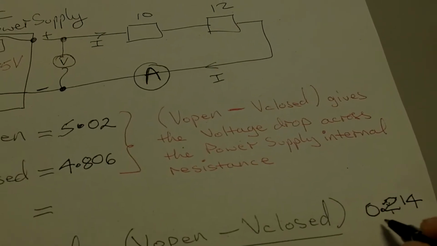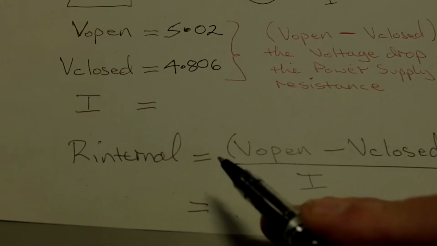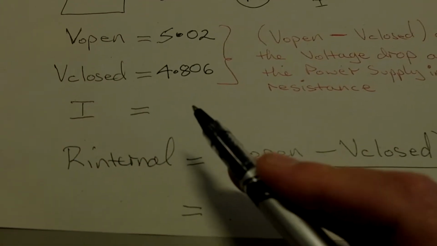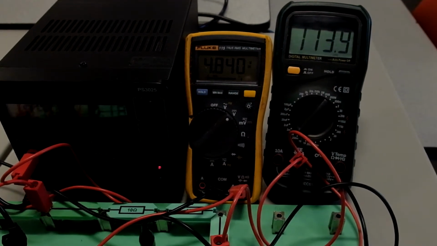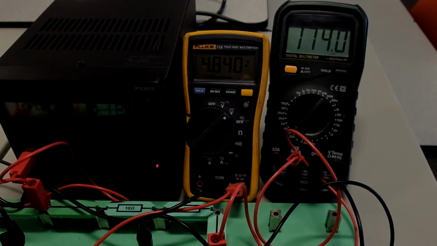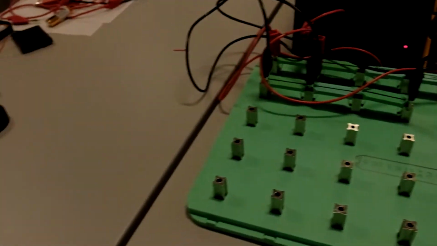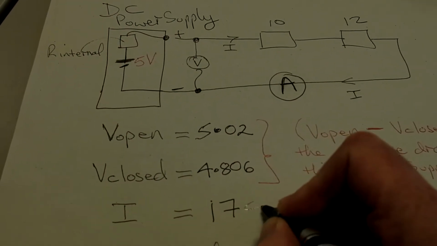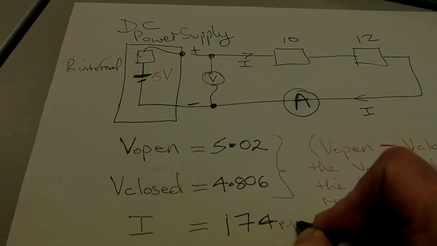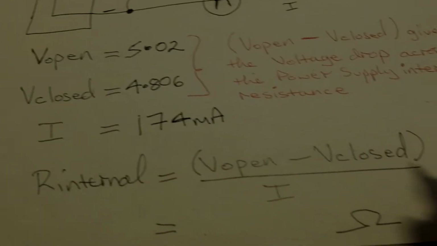So we're going to fill this in as 0.214. And in order to work out the internal resistance, we need to measure the current. So the current is going to be measured as 174 milliamps. So we're going to record 174 milliamps as the current flow.